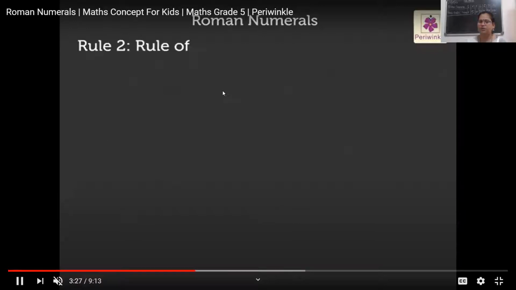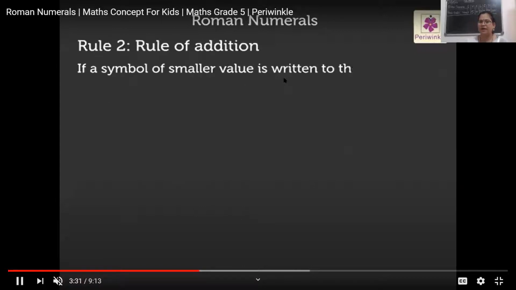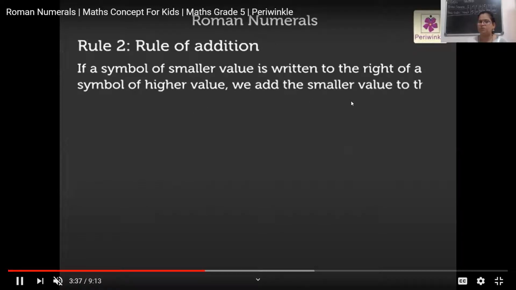Rule number 2. Rule of addition. If a symbol of smaller value is written to the right of the symbol of higher value, we add the smaller value to the greater value. Let us see how it is done. With the example, XI. So I is smaller and it's written after the bigger symbol, so it will get added. 10 plus 1. What is 10 plus 1, children? It is 11.